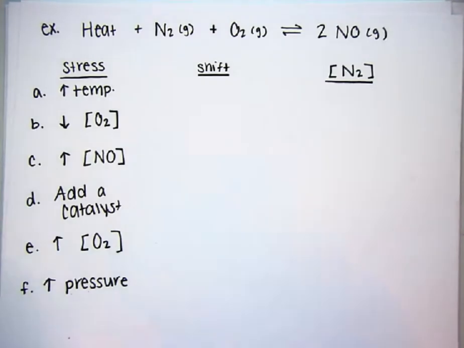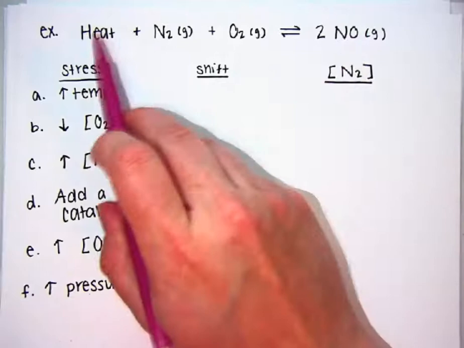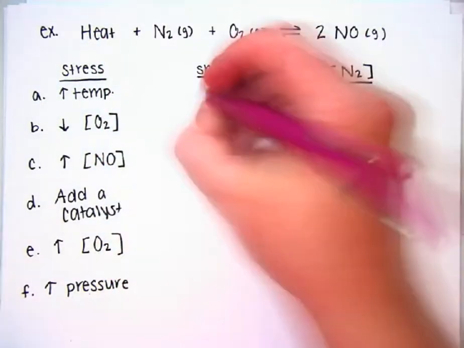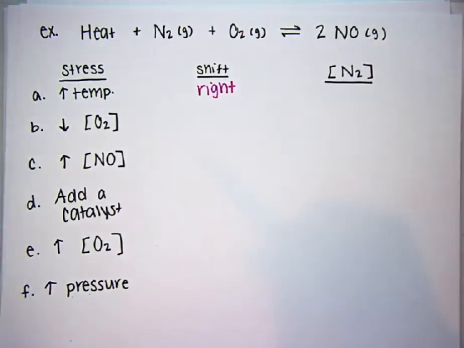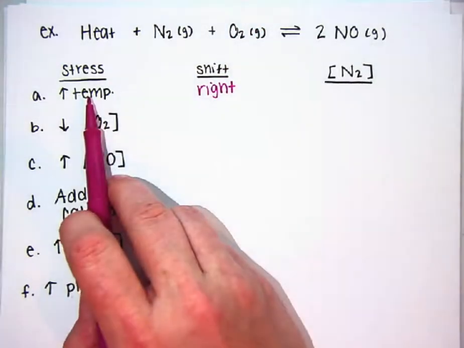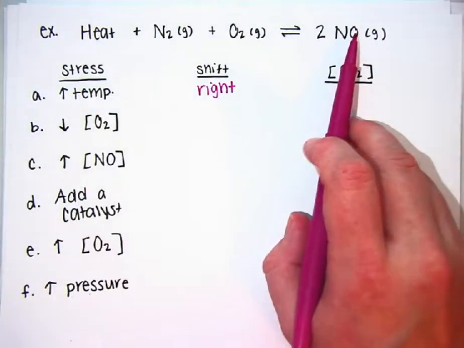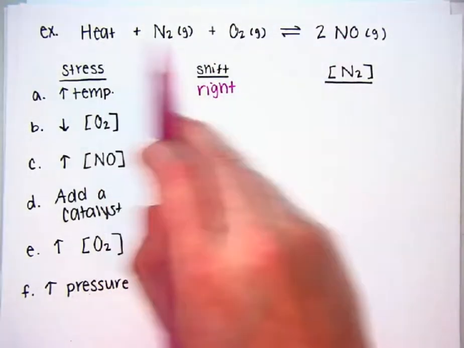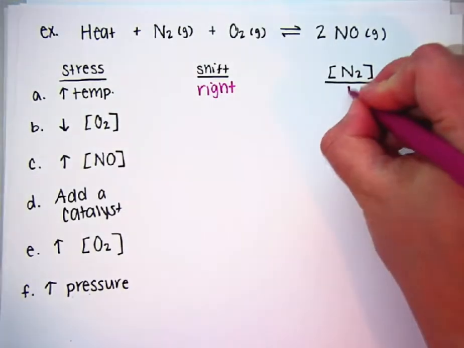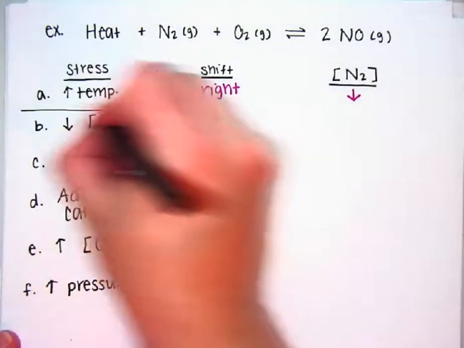All right, temperature is increased. If we add, it shifts away. Heat is on the left, it's going to shift away. It's going to shift to the right. Thinking about it in terms of Le Chatelier's principle, if I increase temperature, we reduce the stress by decreasing heat. It's going to shift to the side that heat is not on. If this reaction is going to the right, reactants are getting used up. So concentration of nitrogen is going to decrease.